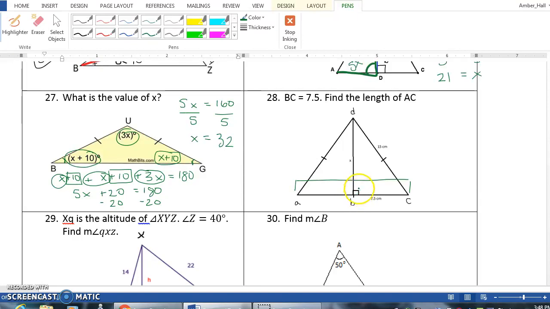Well, I know in isosceles triangles, altitudes and medians are the same thing. So if this is also a median, then I know that these two sides are congruent. Therefore, if this is 7.5, this also has to be 7.5. So in order to find AC, all it is 7.5 plus 7.5, and it equals 15.